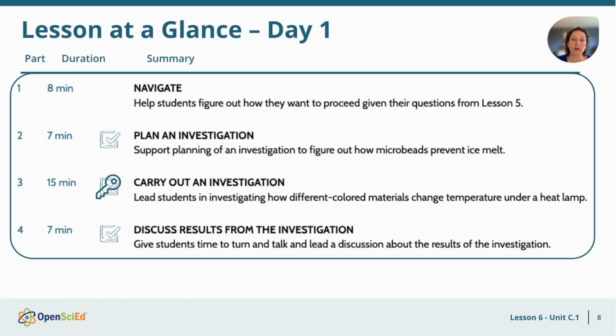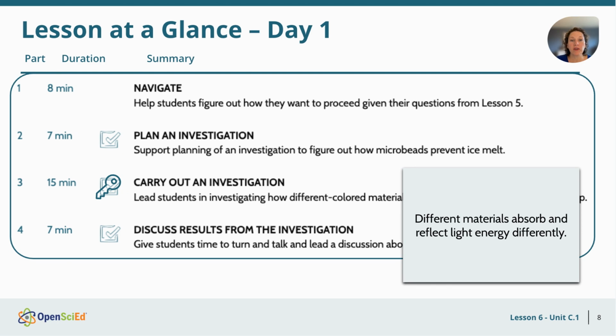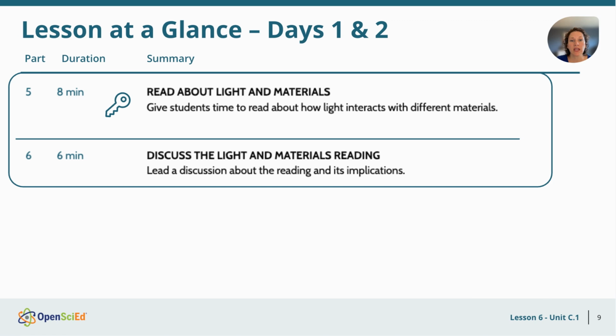In the first loop, we plan and carry out an investigation to figure out how the microbeads prevent the ice melt. Students investigate how different colored materials change temperature under a heat lamp. We figure out that the different materials absorb and reflect light energy differently, and we wonder how the light interacts with the different materials.